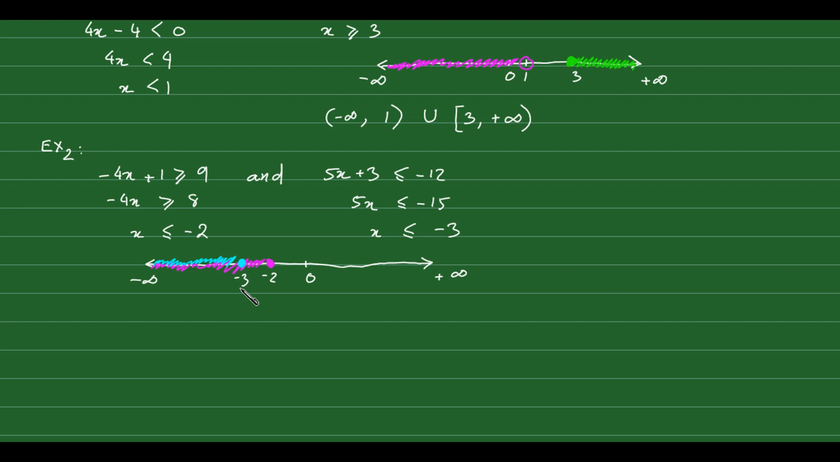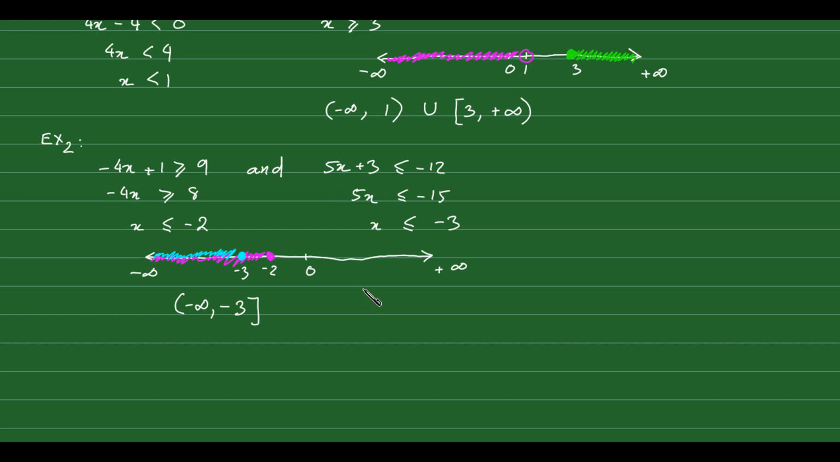So now, do you see the part right here where the color, I don't know what color this is, kind of green, and the purple color are overlapping each other, right? So the solution will be where these two colors overlap each other. So the interval notation for that will be negative infinity to negative 3, bracket.